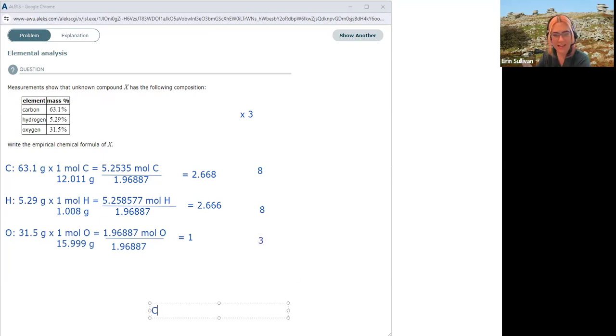So that is going to be C8H8O3. Such a tricky one. Love it. So then you'd write that as a subscript: C8H8O3. All right, there you go. Have fun with that.